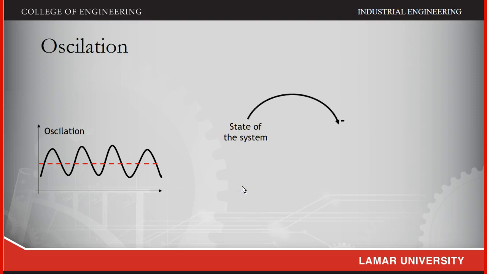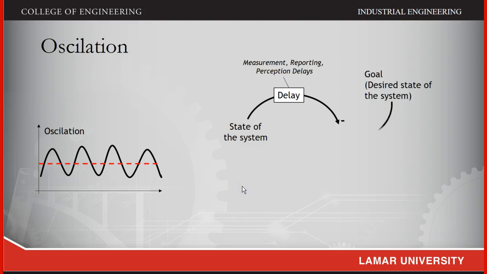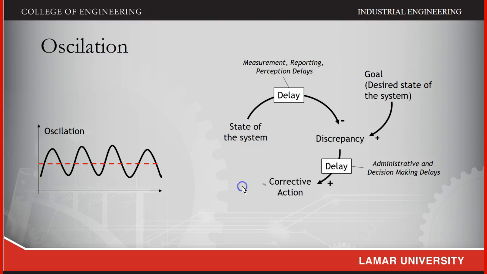So as I said, we start with the state of the system, there is a delay, and we compare that to a goal, which eventually computes the discrepancy, just like in the previous case, and the discrepancy generates a corrective action, and the corrective action tries to correct the system.